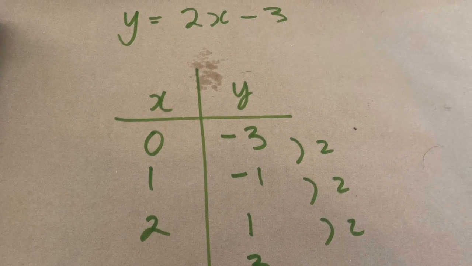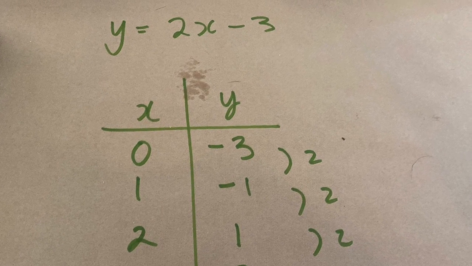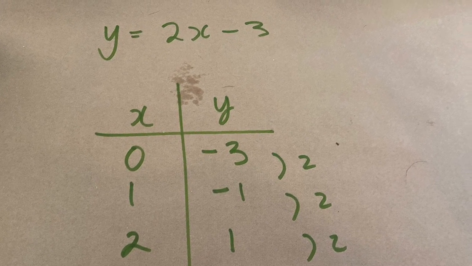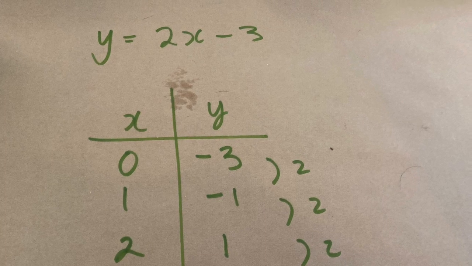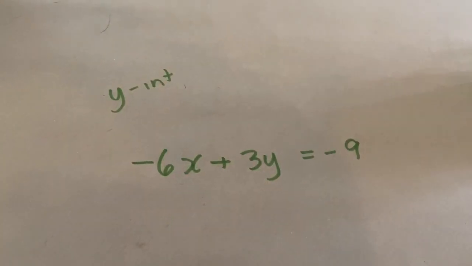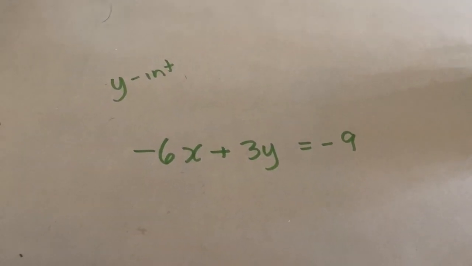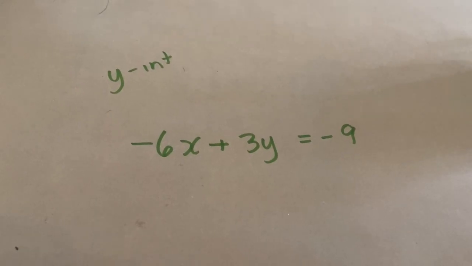So first, I'm going to look at the equation where it's y is equal to mx plus b. The m is 2, so the slope is 2. It's jumping by 2, and it starts at negative 3, and this is what the table would look like. And now I'm going to do the equation that was not in the form mx plus b, and I'm going to use the intercept method to solve this question.